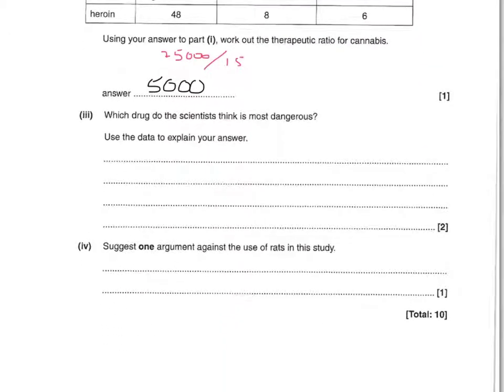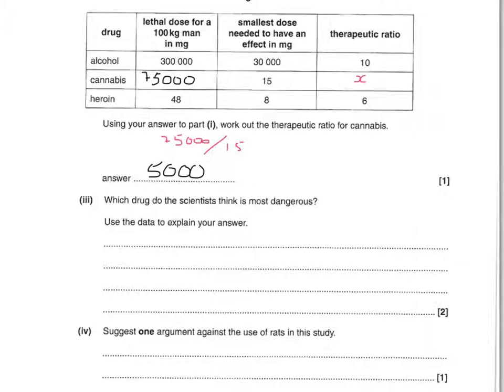Which drug do the scientists think is most dangerous? And it says use the data to explain your answer. So the first mark, well, there's no mark actually. So the first thing is you've got to say that heroin is the drug that scientists think is most dangerous, but you don't get a mark for that. You only get a mark for the reasons.